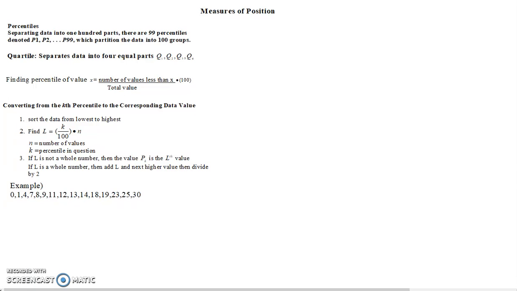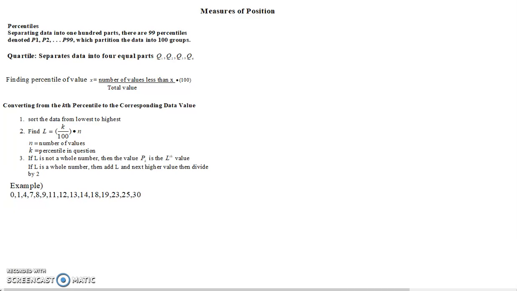In this video, we're going to talk about the measures of position. There are two ways we can measure the position. One is called the percentile, and the other one is called quartile. Percentile simply means that you are dividing the elements within a data set into 100 groups. And the quartile means that you are dividing the elements in the data set into 4 different groups.